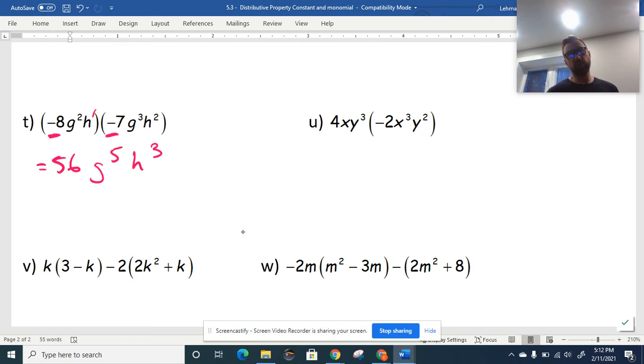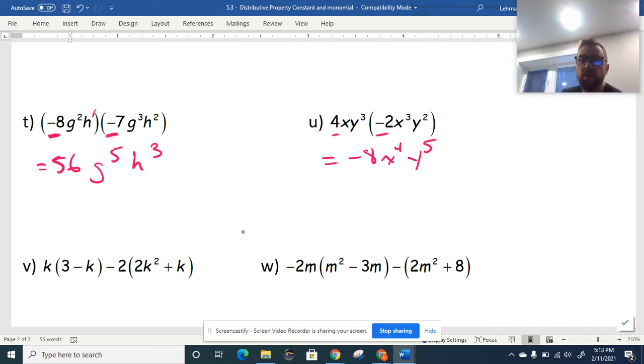We've accounted for everything here. Again, we do it here. Let's take care of these coefficients on the outside. 4 times negative 2, negative 8, x times x to the power 3, x to the power 4, y times y squared, y to the power of 5. So again, one big product simplified.